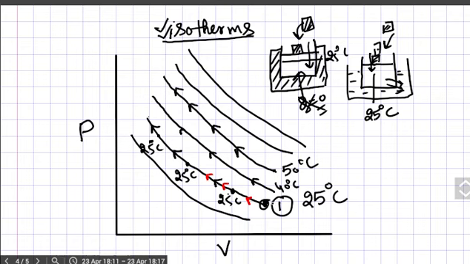So the idea is that if you are doing some adiabatic process or insulated process, your path will go like this. It will have a slope more than this isotherm. If you trace your path, it will keep on going like this. So this is your adiabatic path.